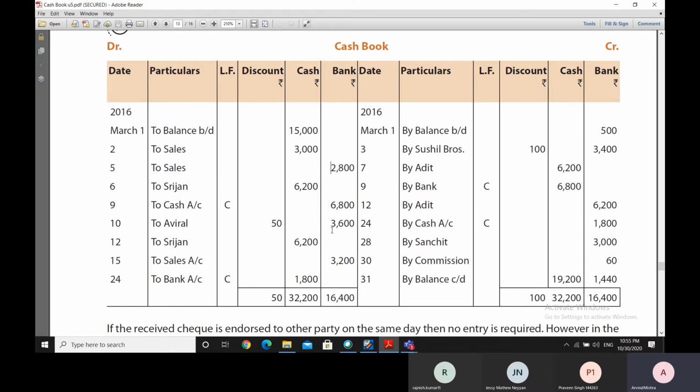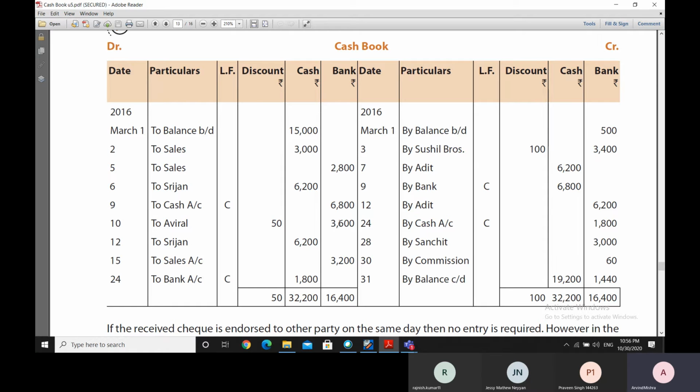he was maybe supposed to pay us 3,650. We say, okay, we are giving you a 50 rupees discount. You pay us only 3,600 rupees. So Aviral paid us 3,600 rupees. And when Aviral gave this check of 3,600 rupees, we have straight away put it in the bank account.